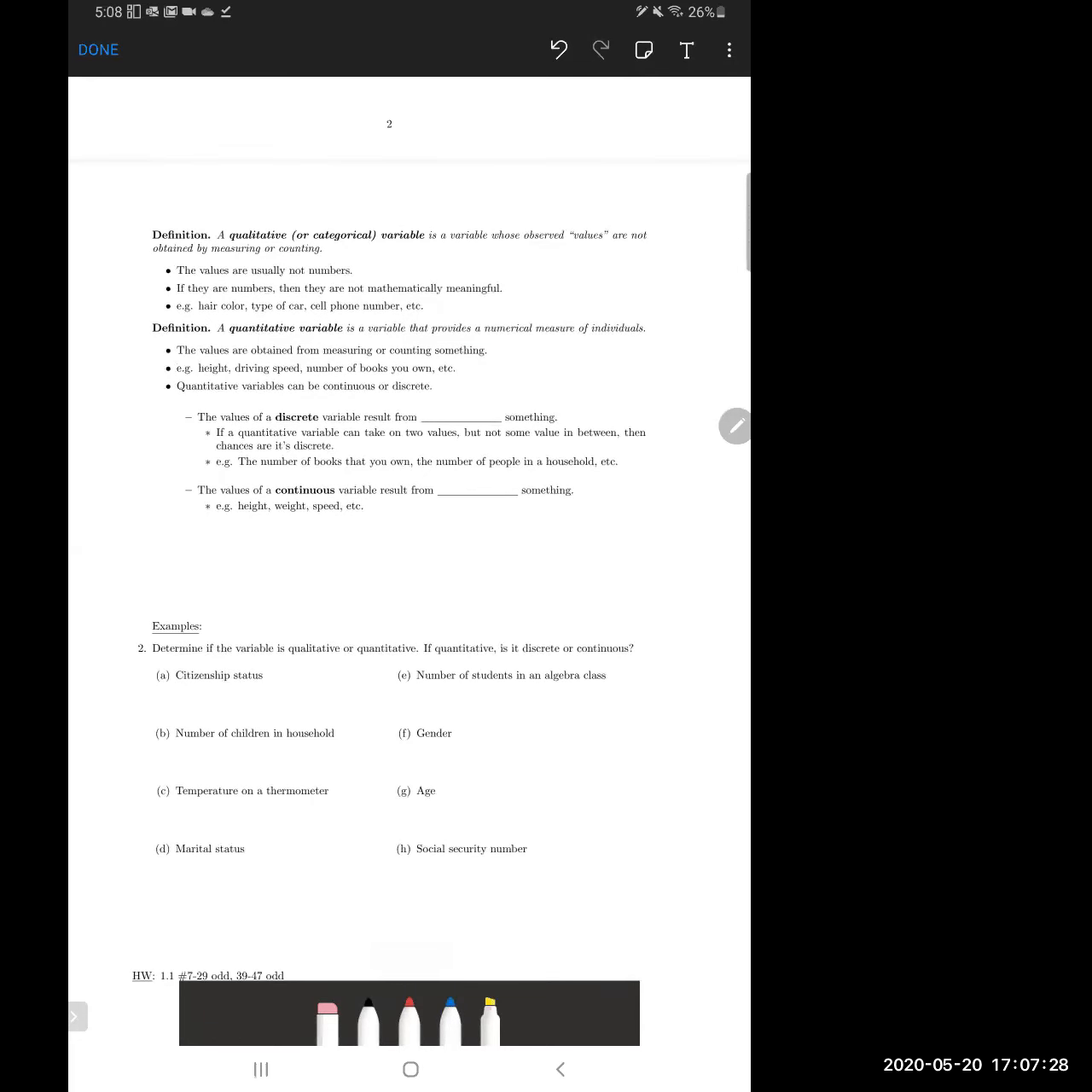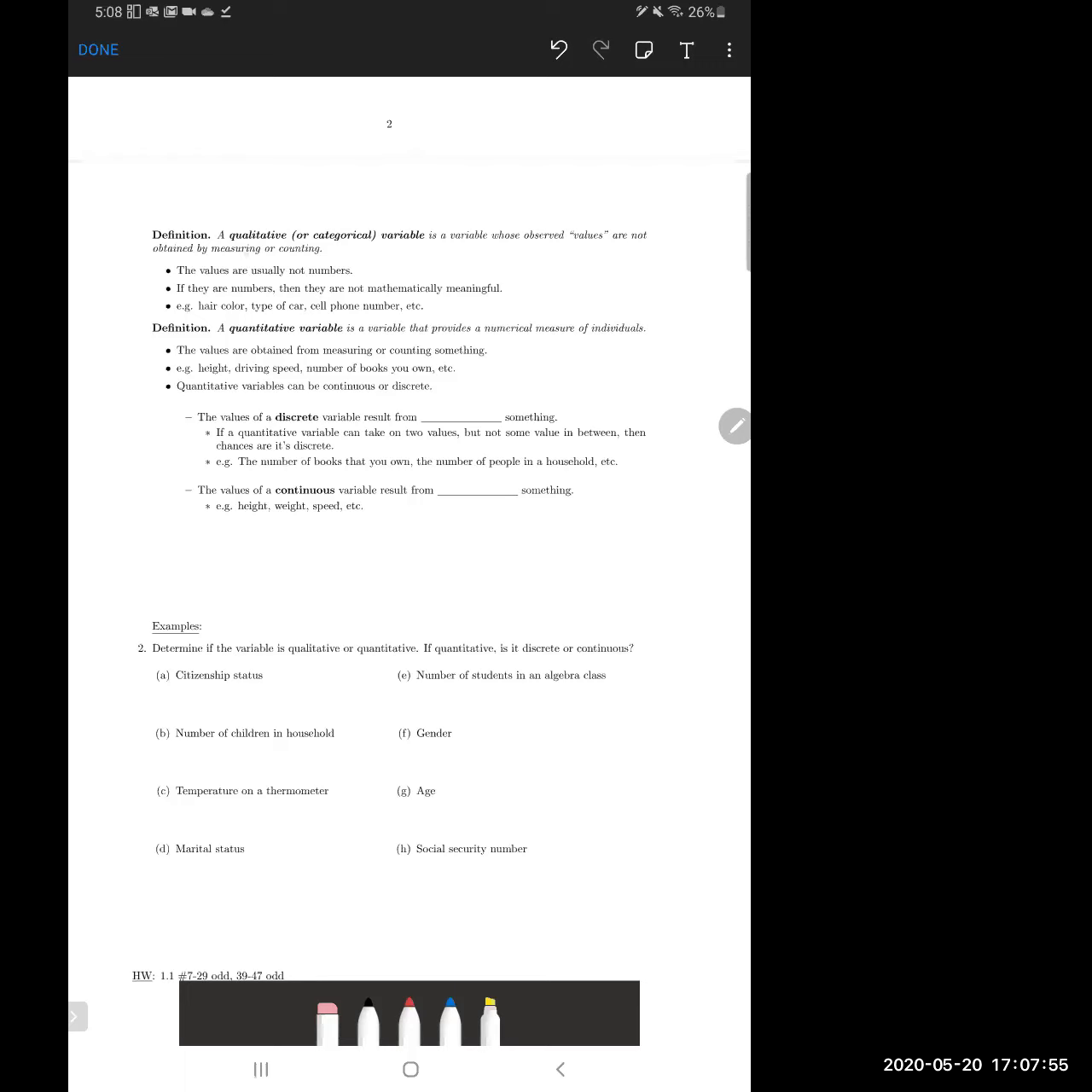Last page in this section. What we want to do on this last page is just talk about different kinds of variables that we could see, because the types of statistical analysis that you can run depend on the kind of variable that you're working with, okay? So there are two broad categories of variables that we're going to look at.